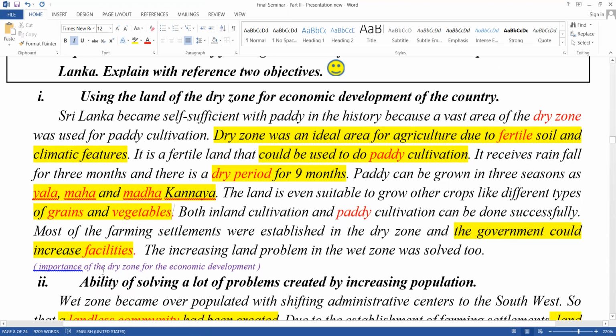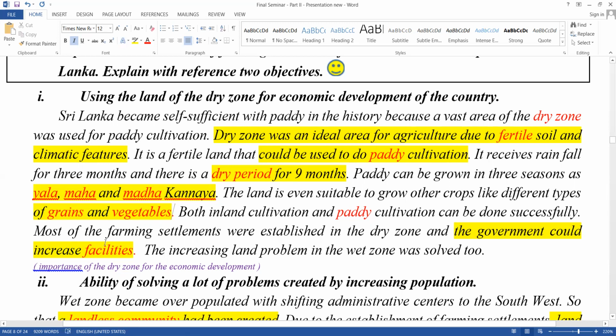So, the importance of the dry zone for the economic development of Sri Lanka, right? If the question is given in this way also, this is the answer. They will ask, what is the importance of the dry zone for the economic development? What is the answer? This one: having a good climate and fertile soil and those things. Get the answer.